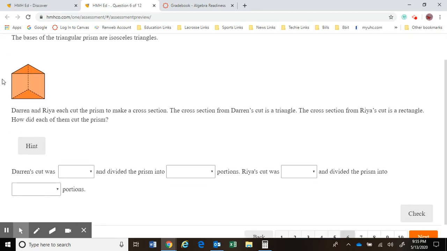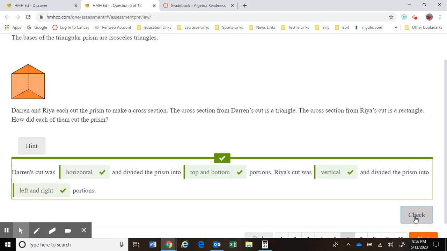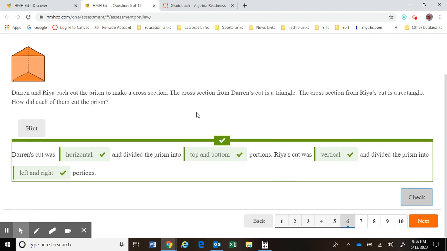So Darren, of course, went horizontal, right? Because if he slices this horizontally, it's going to get another triangle. So horizontal, okay? And of course, it would be a top and a bottom. Rhea cut it vertical and divided it into left and right portions, okay? All right, hopefully that makes sense. Moving on to question number 7.